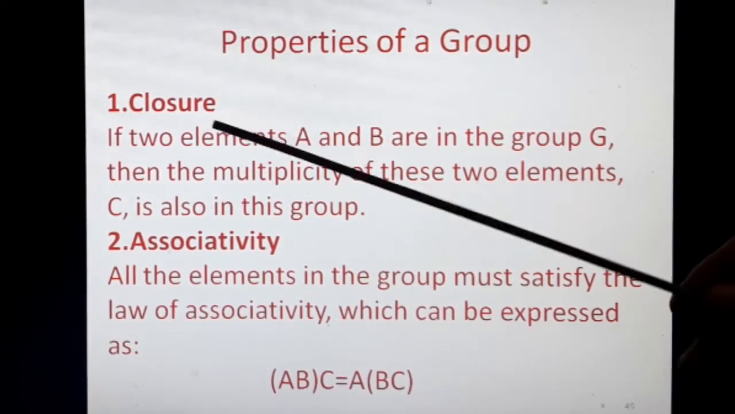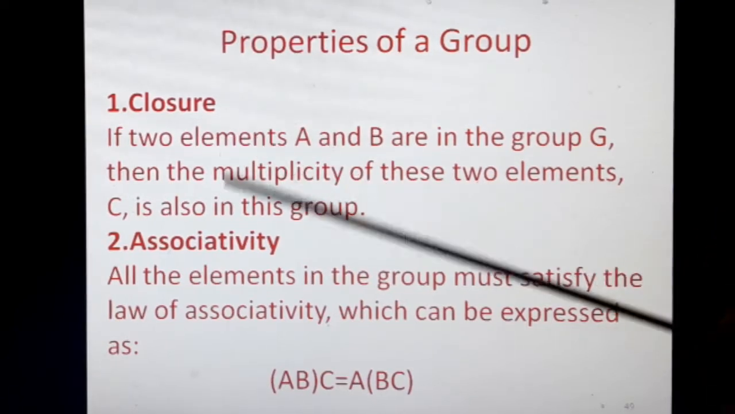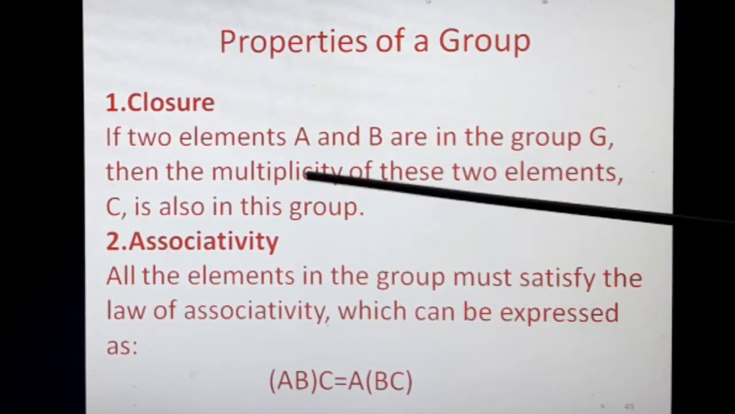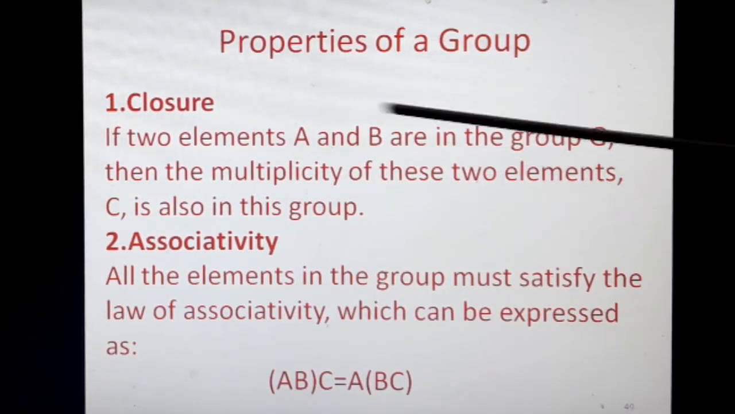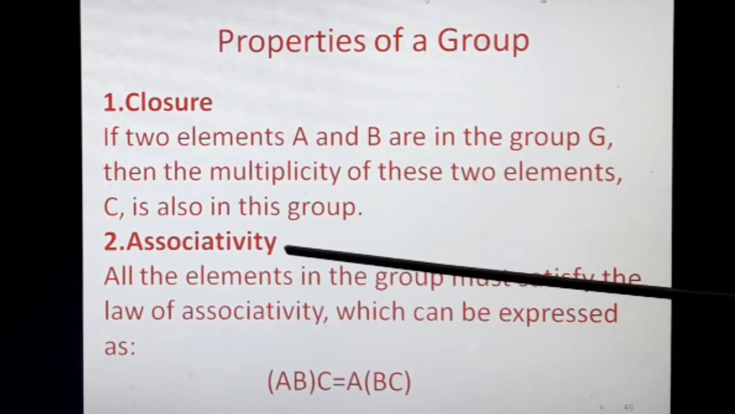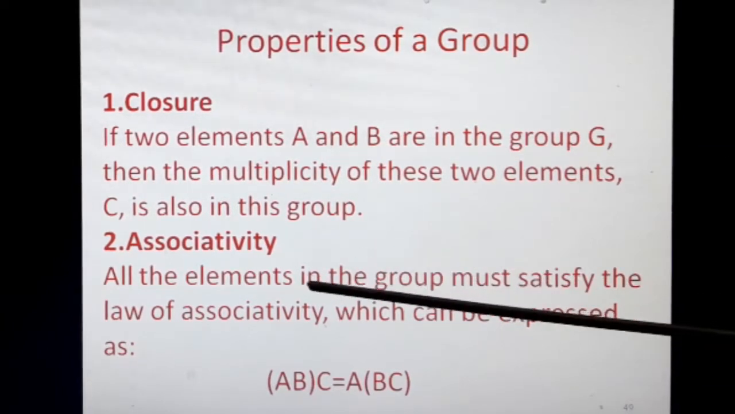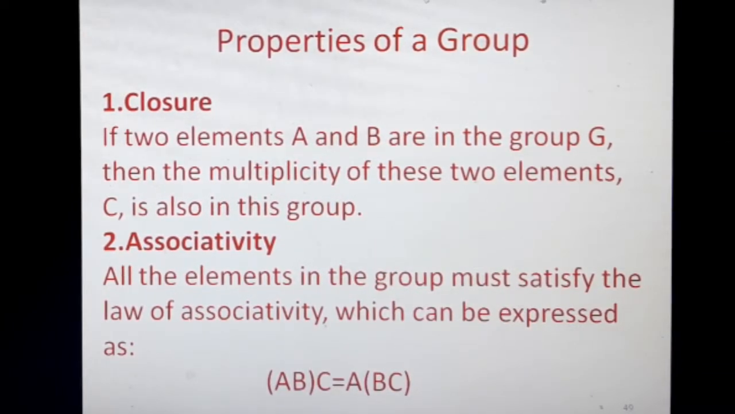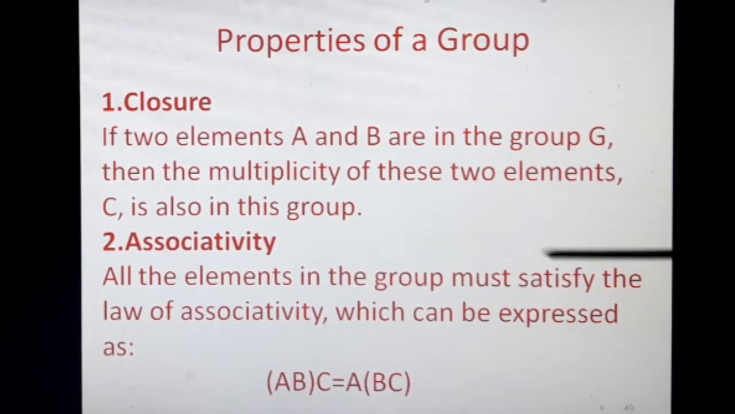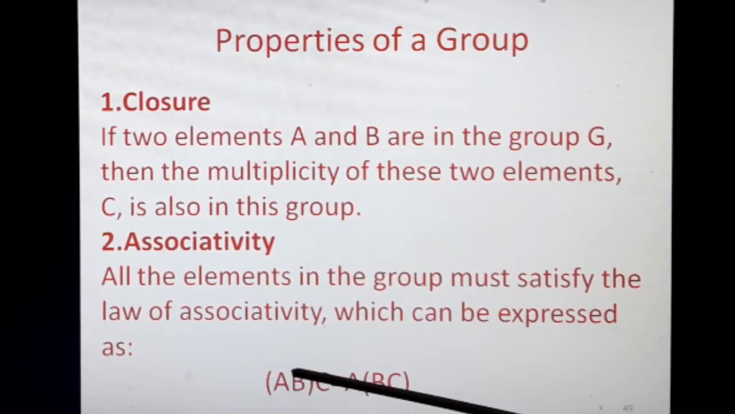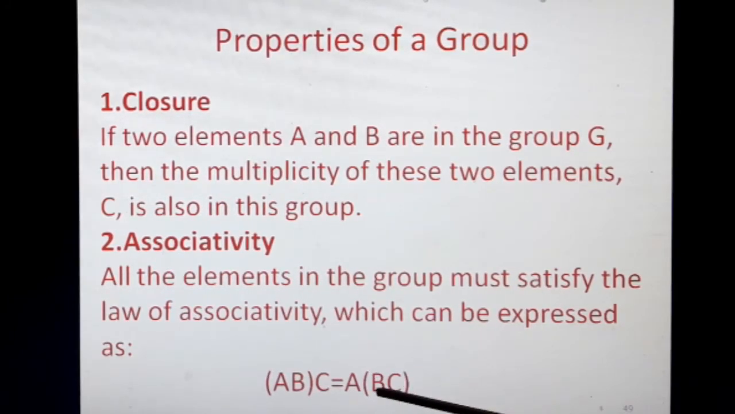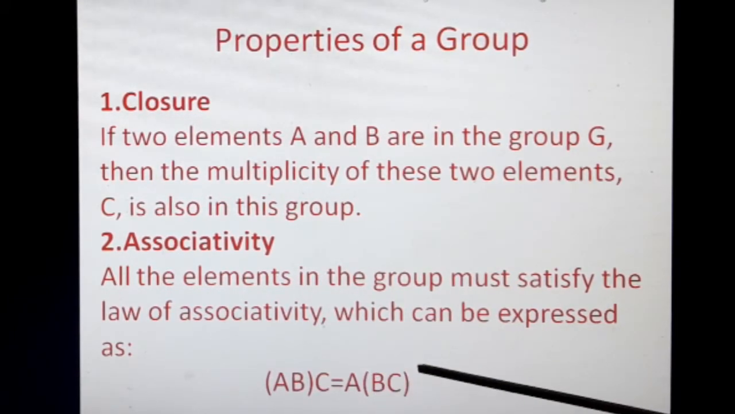First property is closure. It means if two elements A and B are in the group G, then the multiplication of these two elements, C, is also in this group. The second property is associativity. All the elements in the group must satisfy the law of associativity, which can be expressed as (AB)C = A(BC).